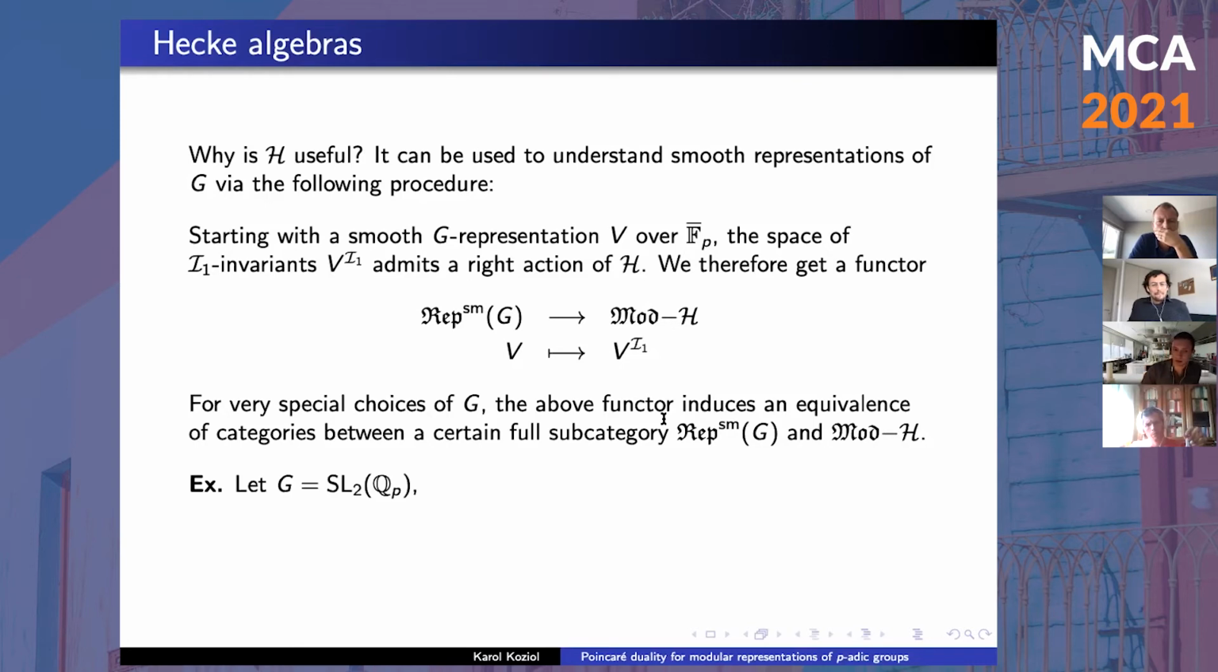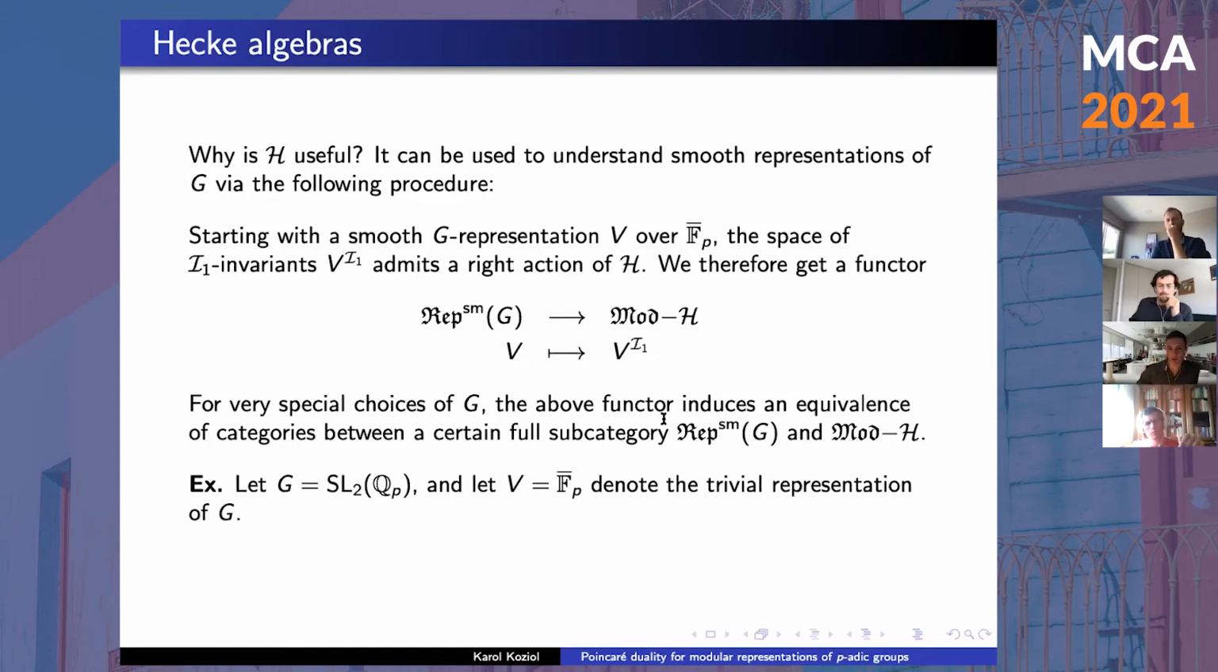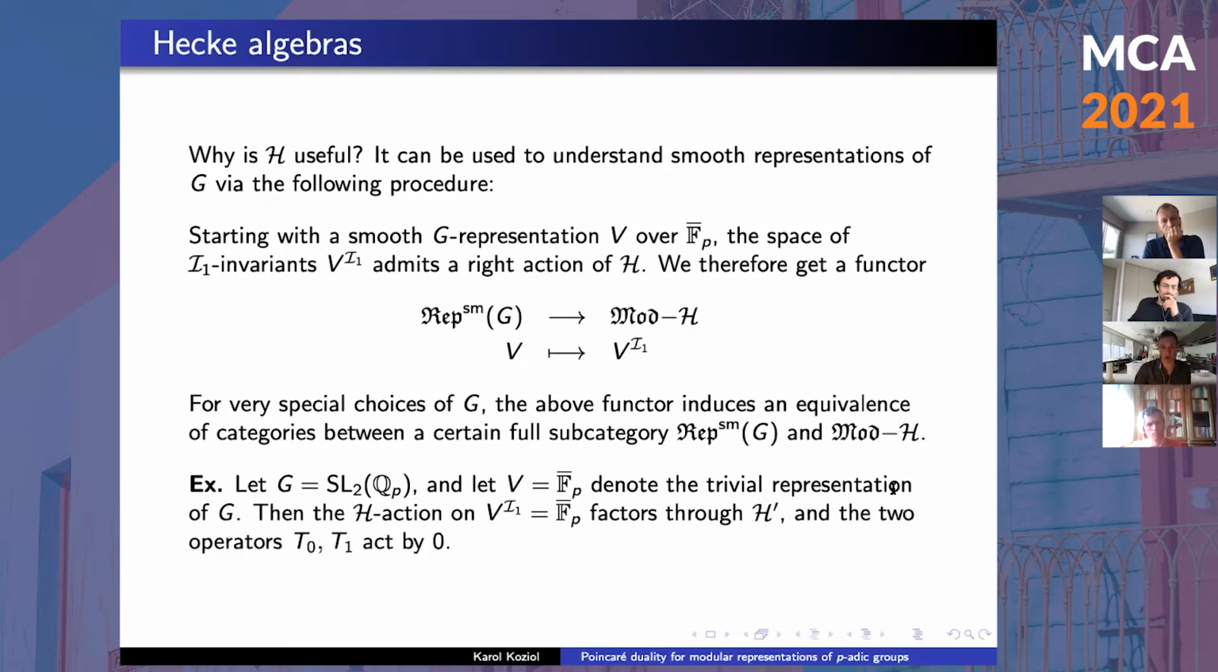Again, going back to the favorite example, if I take G to be SL2(QP) and V to be the trivial representation, then the Hecke action on the space of invariants, which as a vector space just ends up being FP bar itself, actually factors through this H prime, and these two operators T0 and T1 act by 0. So this is something that's, again, very computable.